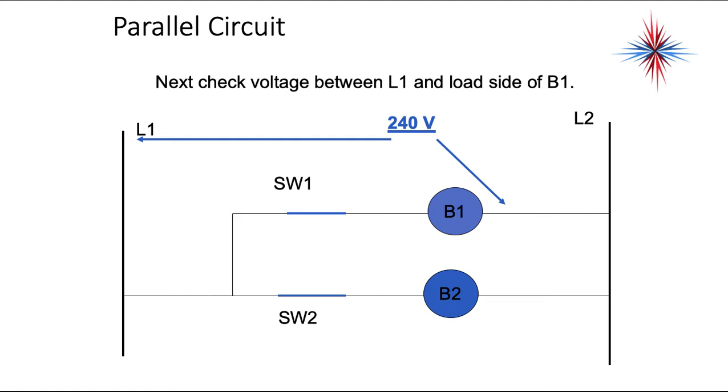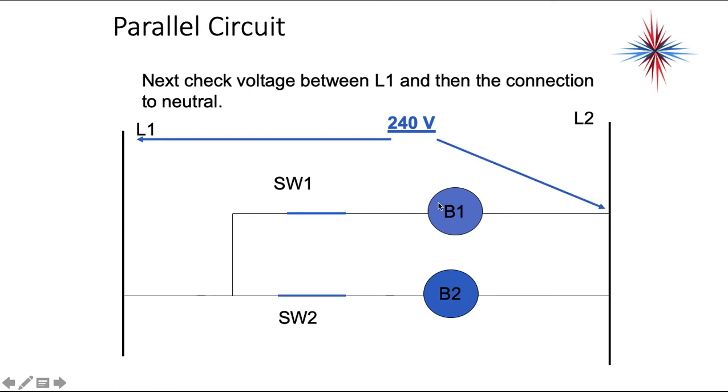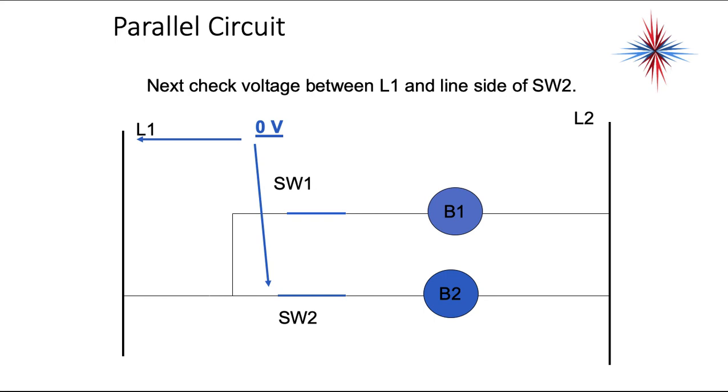Voltage across B1 is 240 volts. That is correct because each load in a parallel circuit gets full source voltage. So in this case, if B1 is not operational, it's a bad light bulb or a bad load. And again, we're just checking connections all the way through.